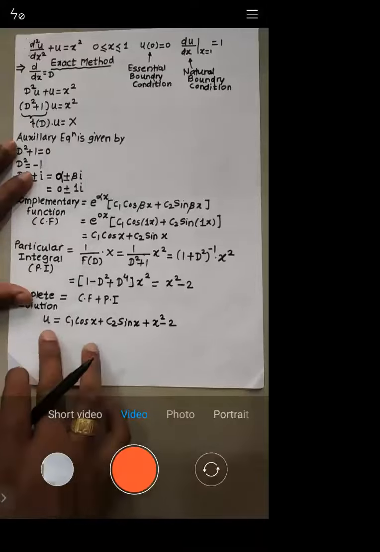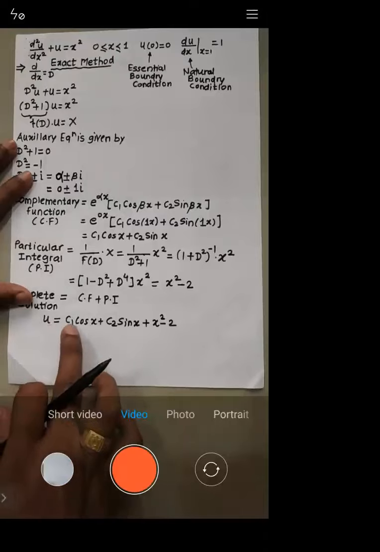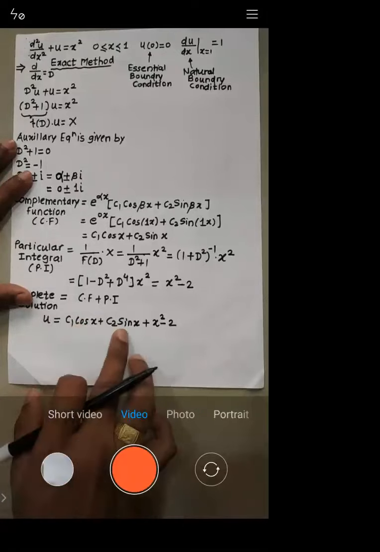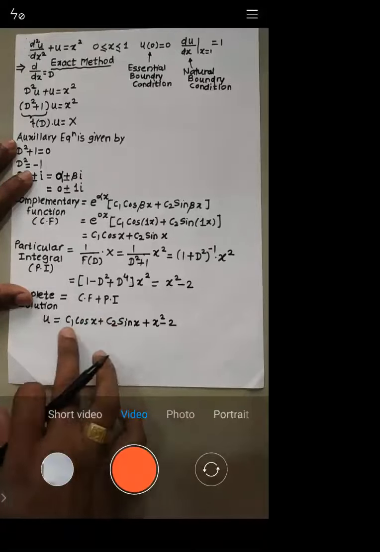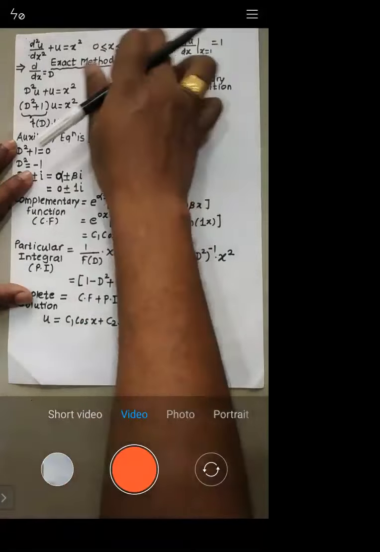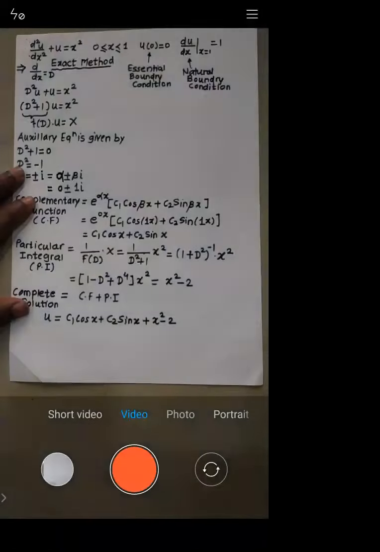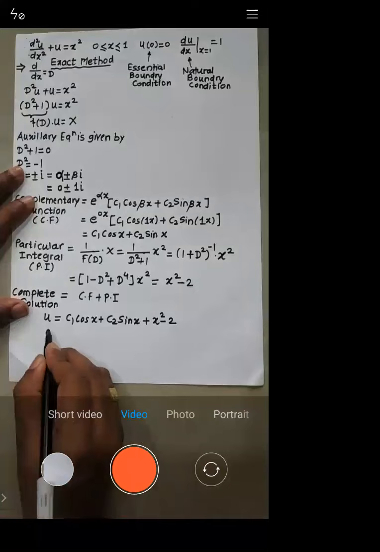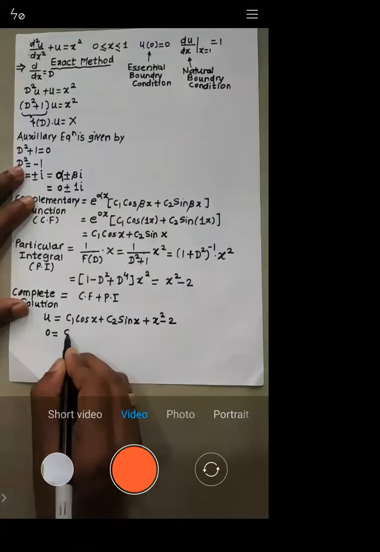Okay, now see, now you have the solution which is in terms of constants, right? We are interested here in getting the values of the constants. Okay, now how to get these values of the constants? It is by imposing the boundary conditions. Now see what this boundary condition says. U is 0. See here, U is 0 when x is 0, right? So I'll put the value of u at 0. Okay, when x is 0.